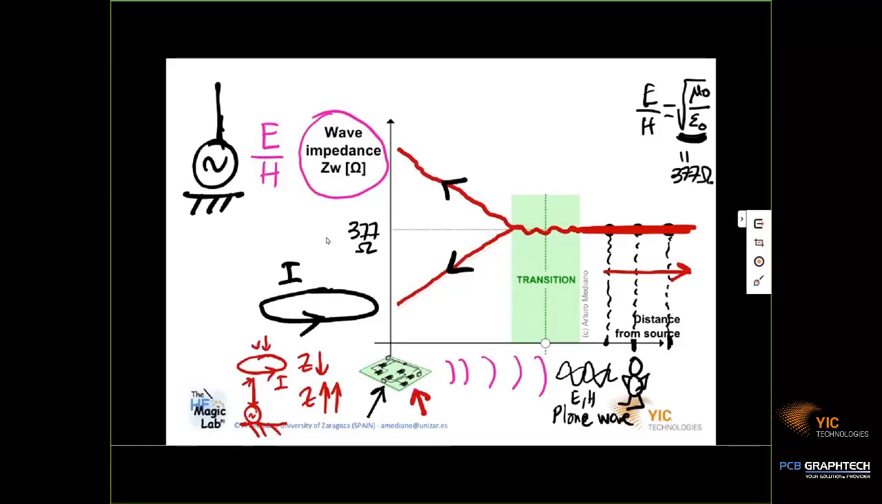So what happens if you are measuring signals in your EMI debugging activities? You have three areas where you will be measuring. You will be measuring in the area number 1.